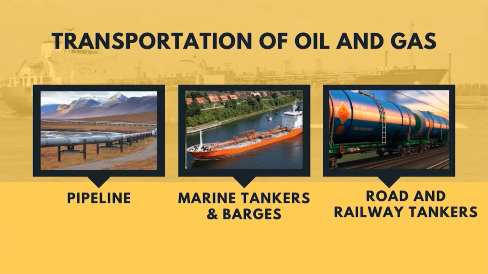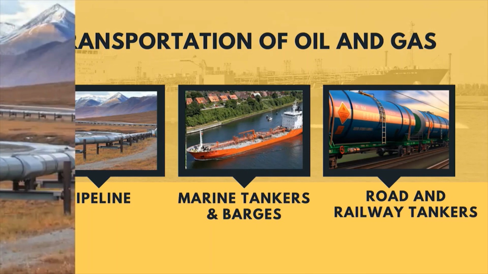Now we have already understood how oil and gas are produced and separated from mother earth. Now these oil and gas need to be transported to the downstream processing facility. This can happen through three different modes. Number one is the pipeline transport system. Second one is marine tankers or barges. Third one is road and railway tankers.